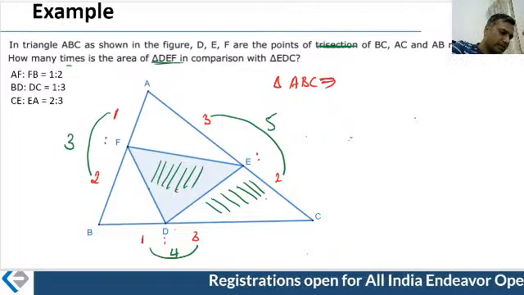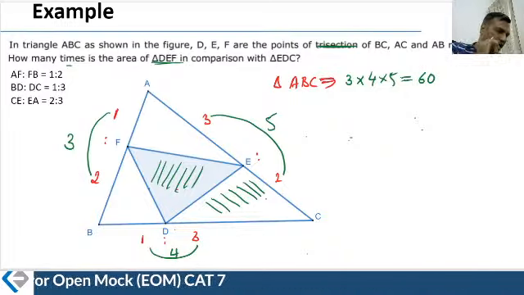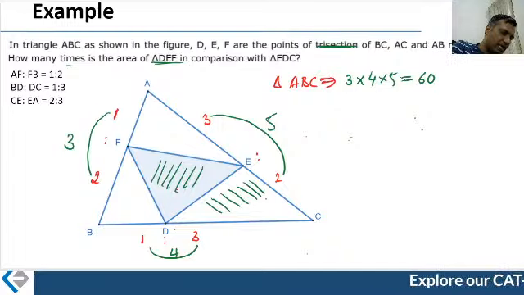Now listen to me, guys. That's the outer triangle. I'll take the outer triangle as 3 into 4 into 5. That's it. I will take the area of the outer triangle as 5 into 4 times 3, which is nothing but 60. I will take this as 60 as the outer one. Okay, I'm assuming that you are all with me.